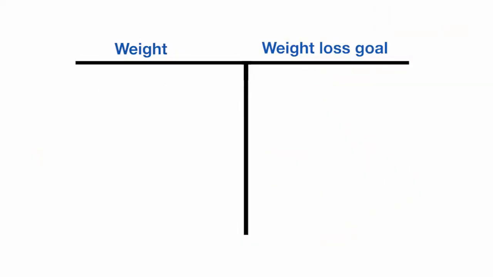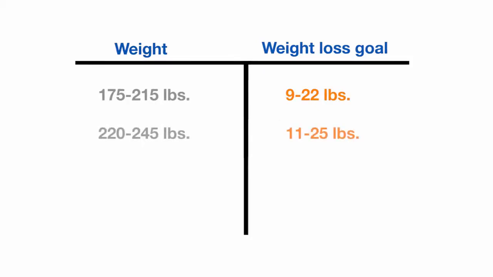If you weigh somewhere between 175 and 215 pounds, it would mean losing between 9 and 22 pounds. If you're somewhere between 220 and 245, your goal would be to lose between 11 and 25 pounds. And a weight of 250 to 300 would mean aiming to lose somewhere between 12 and 30 pounds. By the way, losing this amount of weight can also do wonders for your blood pressure and your cholesterol. So that's the weight loss part.